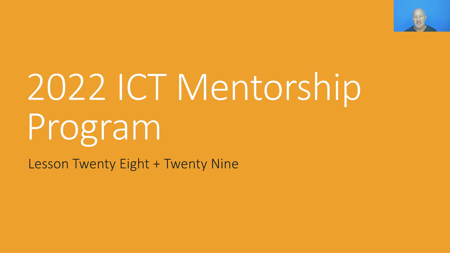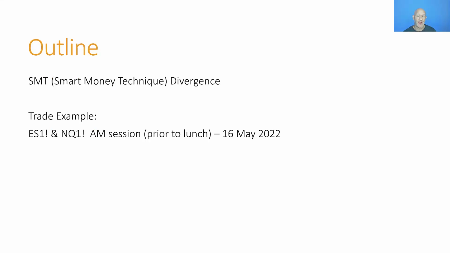Today's video is lesson 28 and 29 of ICT's 2022 Mentorship Program. And our outline for today's video is we're primarily going to be talking about SMT Divergence, which is a smart money technique. And the trade example we're going to be using is the ES and the NQ, particularly in the AM session just before lunch on the 16th of May 2022.